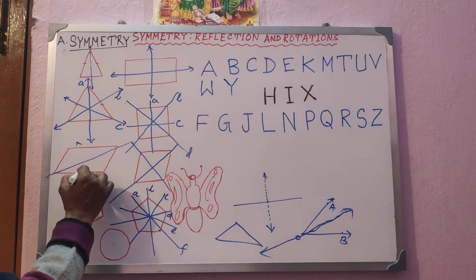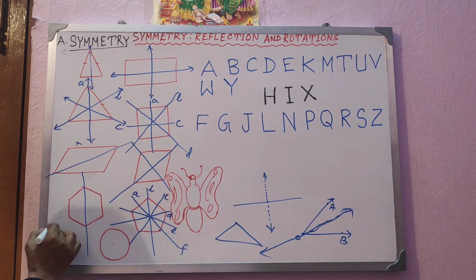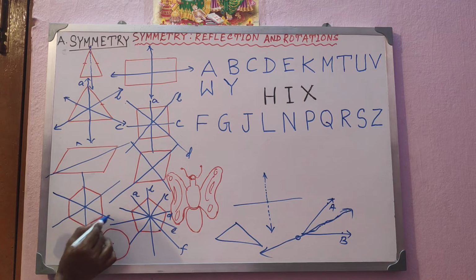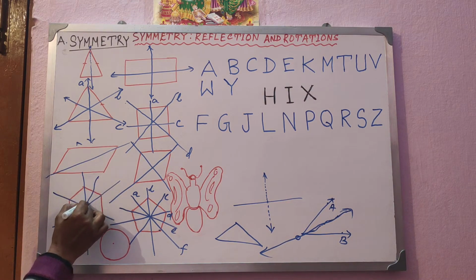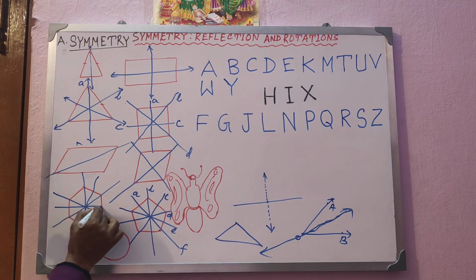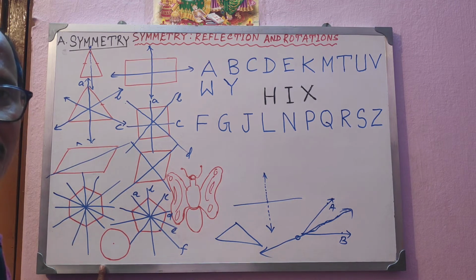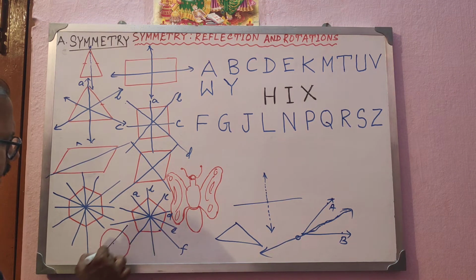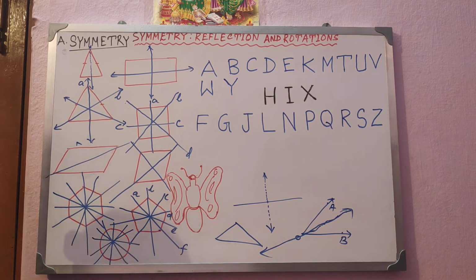Regular hexagon. See how many? A regular hexagon will have more. 1, 2, angle to angle, 3. Now side to side also, 4, 5, 6 lines of symmetry a regular hexagon will have. Now a circle will have infinite lines of symmetry. Infinite. So many lines of symmetry can be drawn through the center of the circle. So a circle will have infinite.